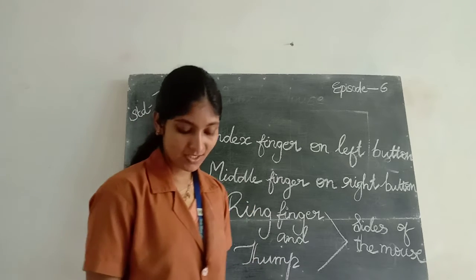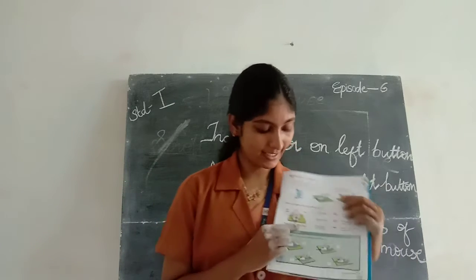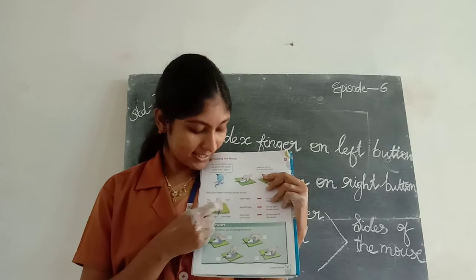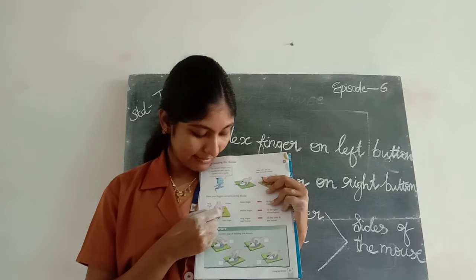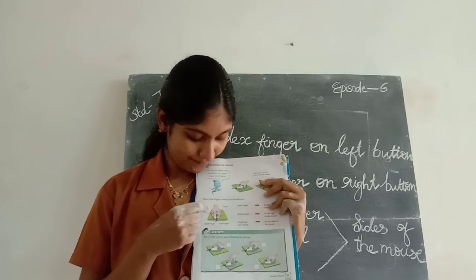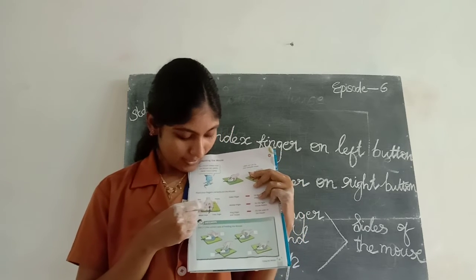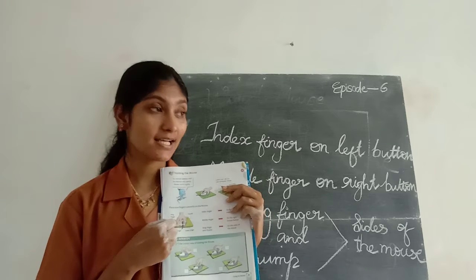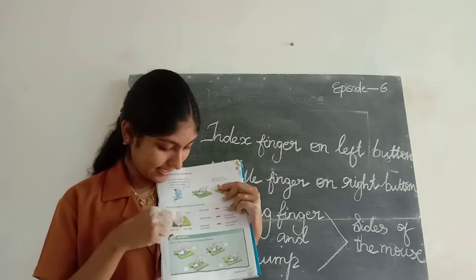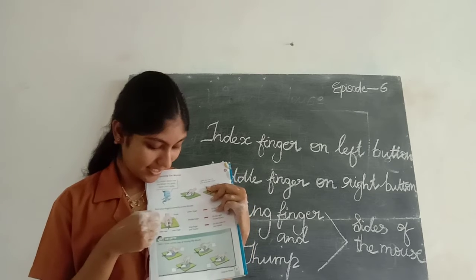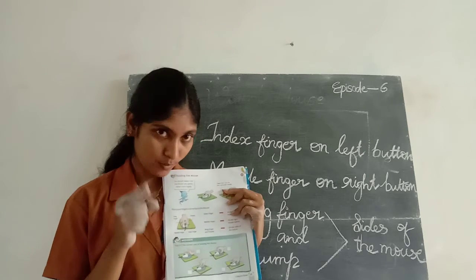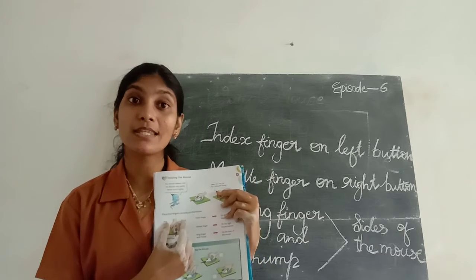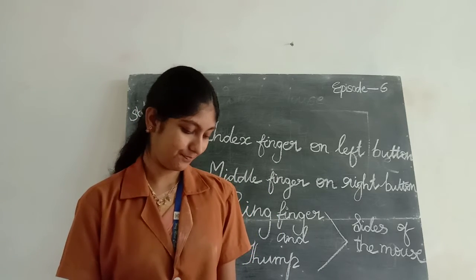So look at the picture. Here, place the forefinger or index finger on the left button. Then the middle finger on the right button, and there is a scroll wheel in between the buttons, and also the thumb and ring finger are placed on the sides of the mouse.